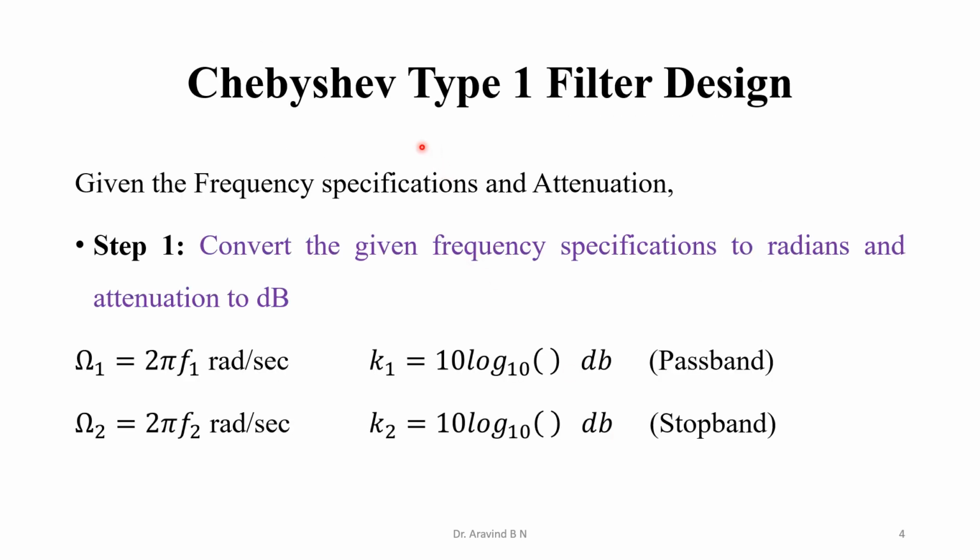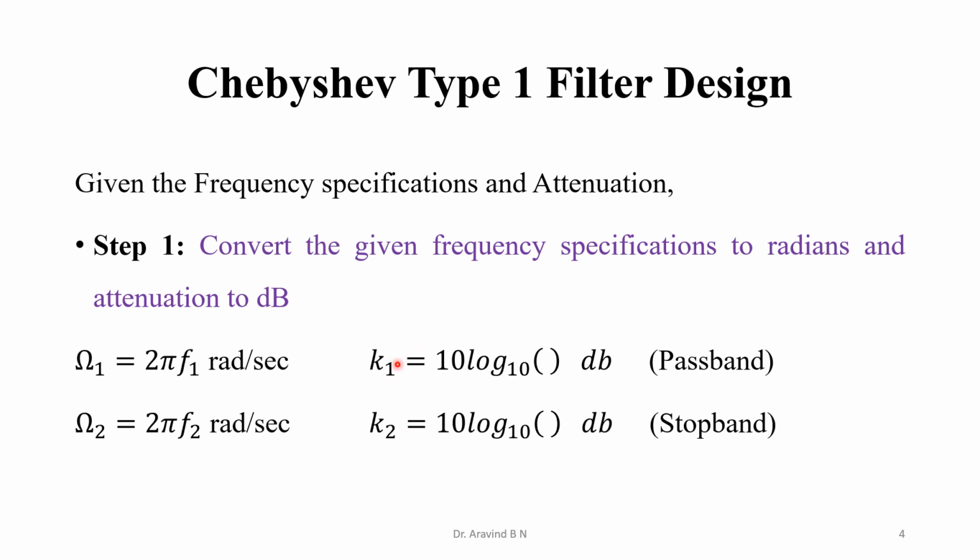Let us go through the filter design procedure. Given the frequency specifications and the attenuation, convert the given frequency specification into radians and the attenuation to dB. Frequency can be given in terms of hertz or in terms of radians per second in a problem. If it is already in radians per second, then we need not make any conversion. If it is in hertz, we need to convert that into radians per second.